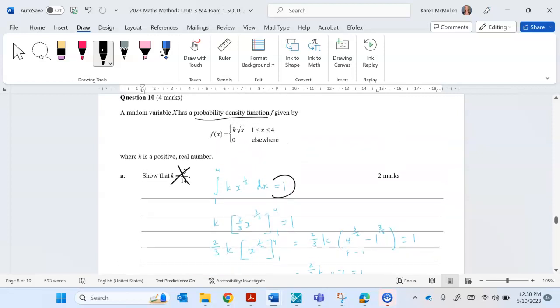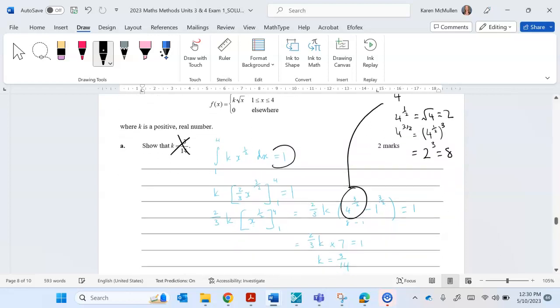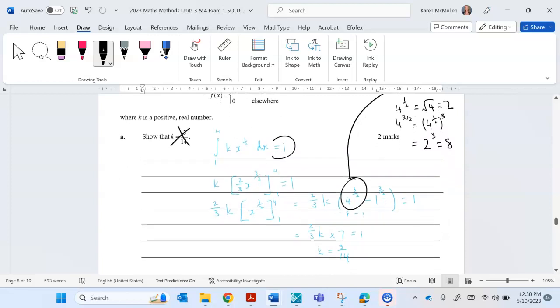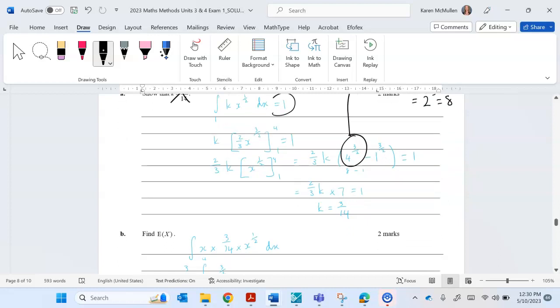Just looking here though, just a little hot tip, because you might see this. When you've got a power that is a fraction but not a unit fraction, you know that 4 to the power of a half is the same as the square root of 4, which is 2. So when you've got 4 to the power of 3 on 2, that is the same as saying 4 to the power of a half, cubed. Because understanding your index laws, you multiply those powers. So that's going to become 2 cubed, which is 8. And then 1 to the power of anything is just still 1. So just making sure you know that index law.